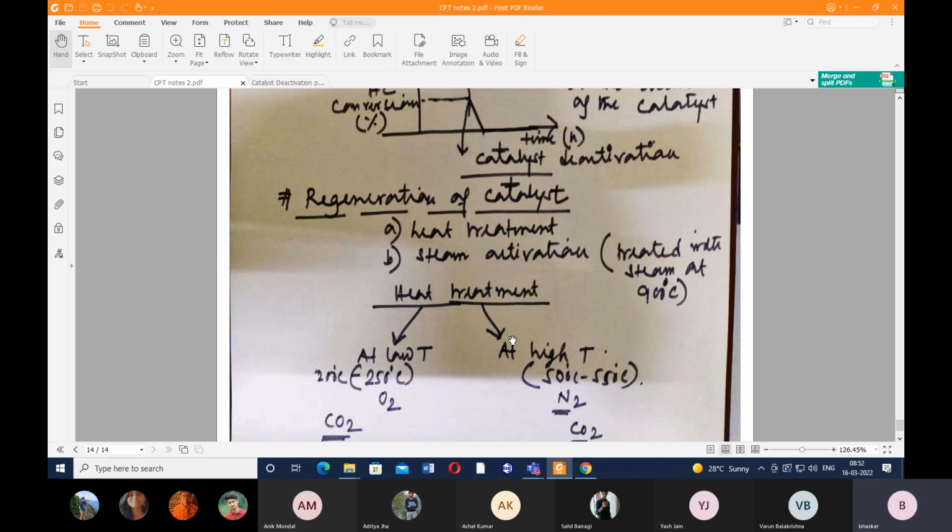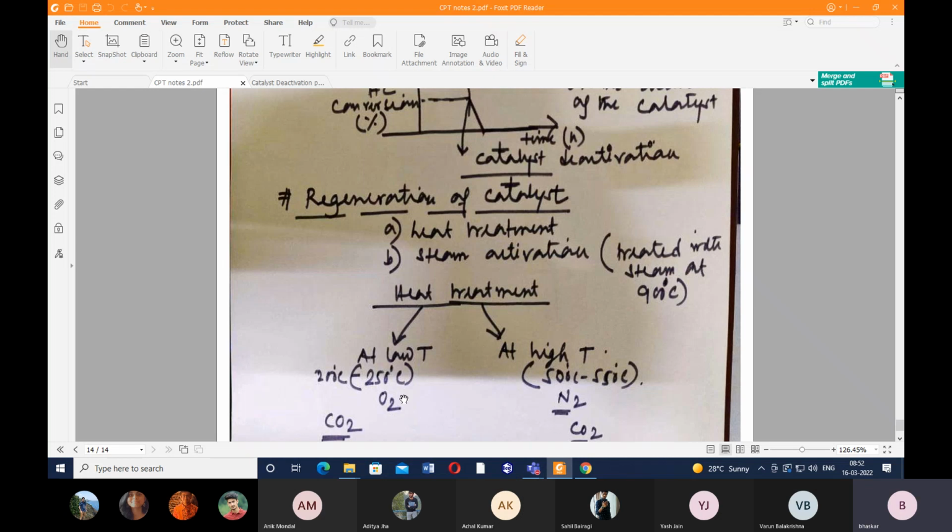So I have got a pellet. The outer surface of the pellet is covered with carbon particles, and we can carry out the heat treatment operation. The heat treatment can be carried out at two different temperatures, one at low temperature, another at high temperature. If we are adopting the low temperature process, we carry out the reaction at a temperature between 200 and 250 degrees Celsius in the presence of either oxygen or air.